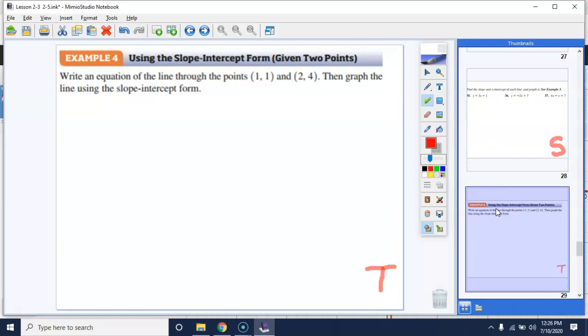Write an equation of the line through 2 points. Okay, I'm going to do this one. y equals mx plus b, am I right? So that's my equation. I'm going to find the slope first. To find the slope, remember the formula: y2 minus y1 divided by x2 minus x1.